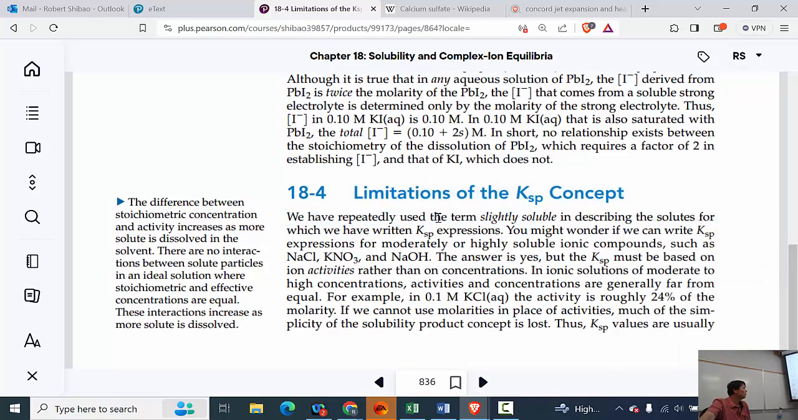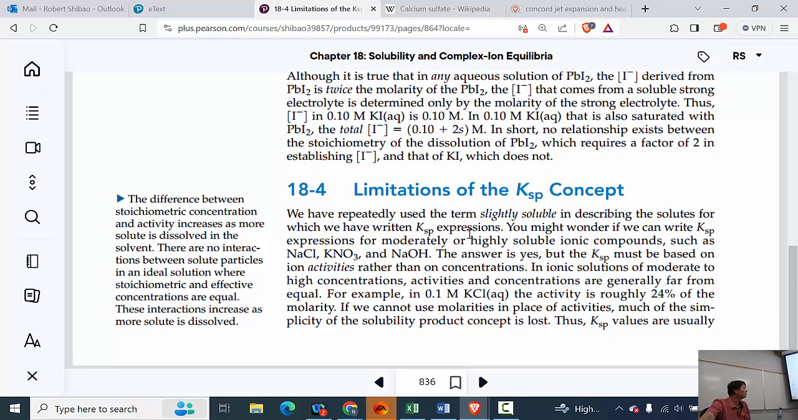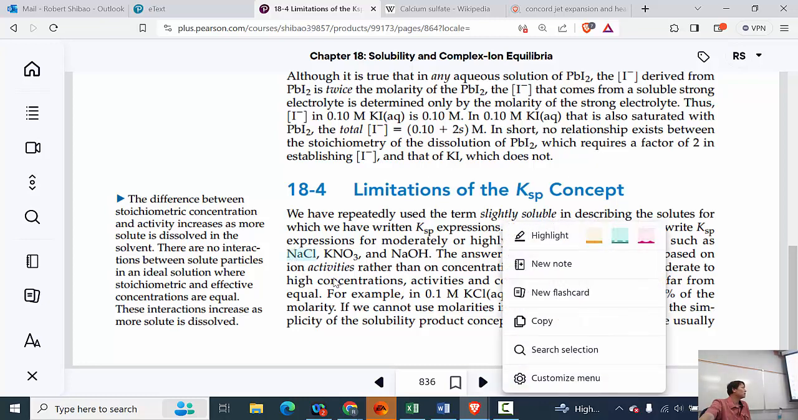We have repeatedly used the term slightly soluble in describing solutes. You might wonder if we can write Ksp for expressions of moderate and high solubility. So sodium chloride, is that infinitely soluble? No. Let's say I want to make some salt water. You know how many grams of salt you can put in water?